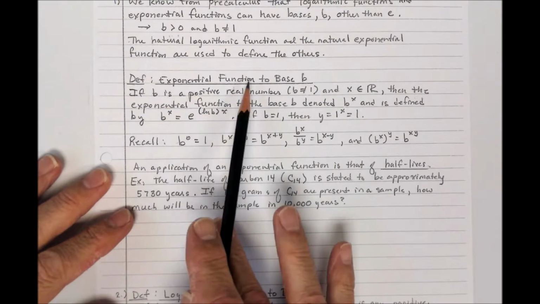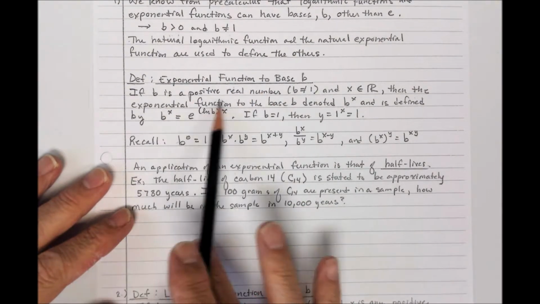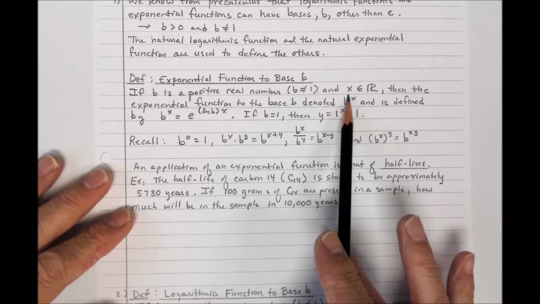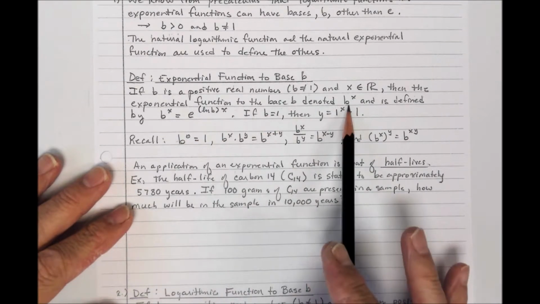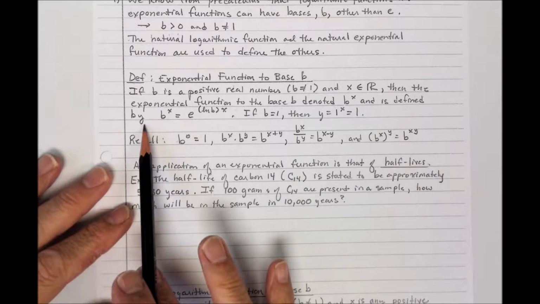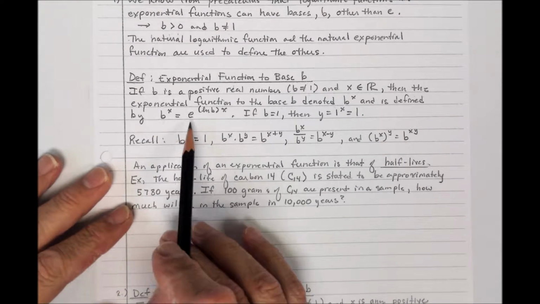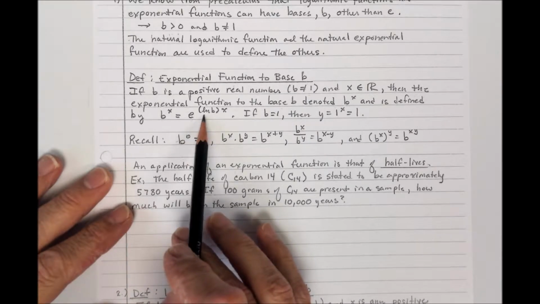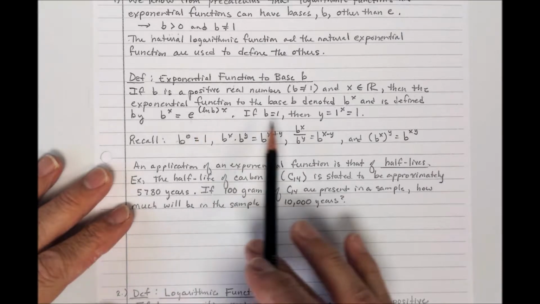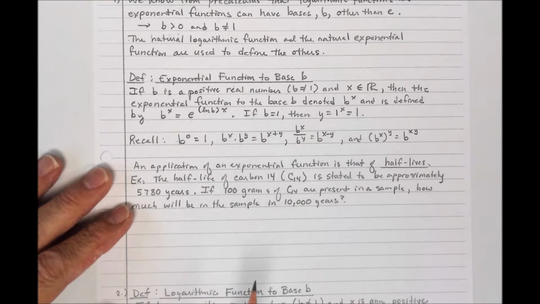Definition of an exponential function to base b. If b is a positive real number not equal to 1 and x is an element of the real numbers, then the exponential function to base b, denoted by b to the x, is defined by b to the x equals, notice how it's defined in terms of the natural exponential function, e to the natural log of b times x. Of course if b is equal to 1 you have a constant function, you just have y equals 1.